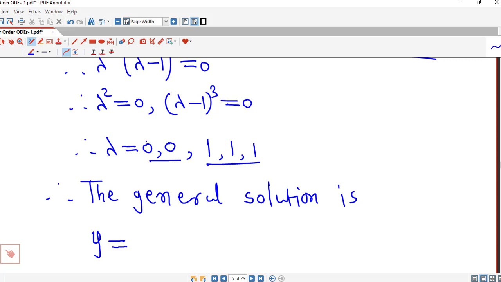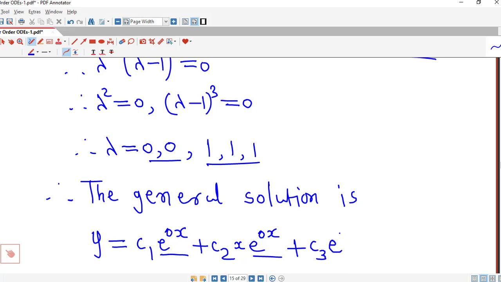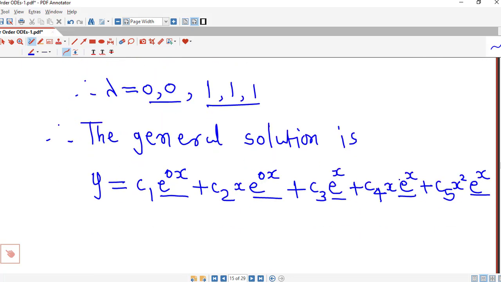y equal to, first we write for 0. So 0 is repeated 2 times. So we can write c1 e raised to 0 x plus c2 e raised to 0 x. But here this is repeated, so here we multiply with x. Similarly we write for lambda equal to 1: c3 e raised to 1 into x, that is e raised to x, plus c4 e raised to x plus c5 e raised to x. So here this is also repeated, so here we multiply by x and here we multiply by x square.